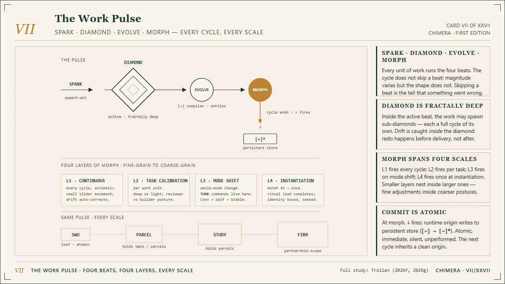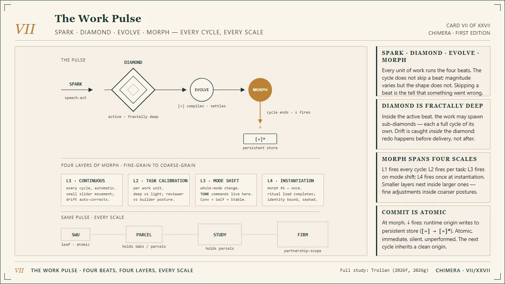Evolve is the retrospective beat. Log what came up, capture findings, escalate what this cycle can't resolve. Morph closes the cycle and fires commit. The down arrow, runtime origin writes to persistent store automatically. 4 beats, every cycle, no skip. Magnitude varies, the shape does not.